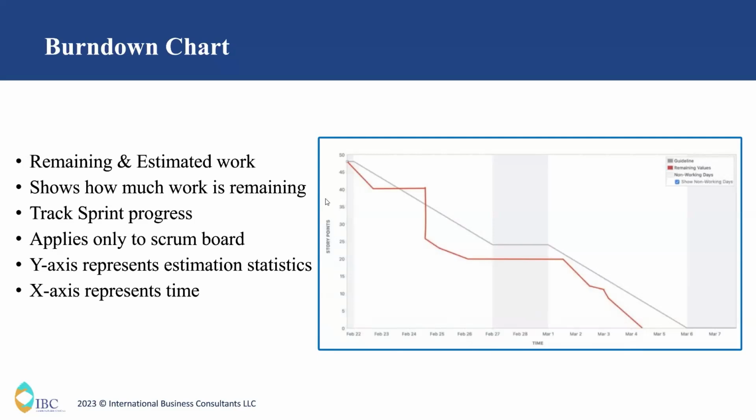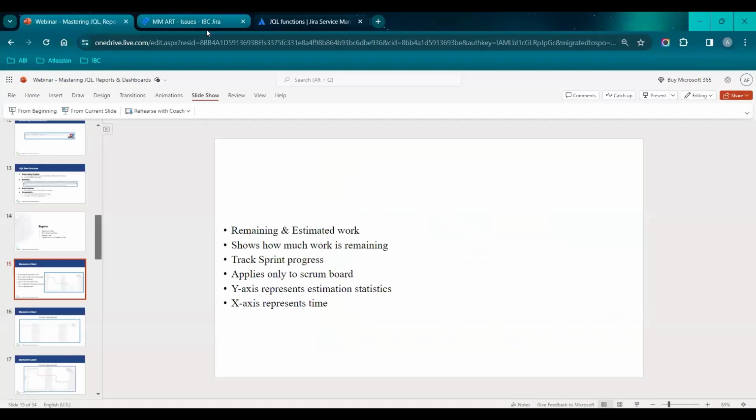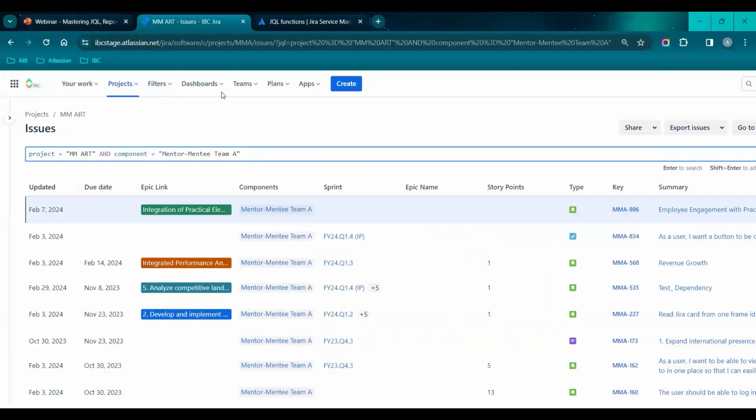So what are story points in Jira? It's an estimation statistic. Some teams may use story points to log their estimation. Some teams might not use story points. They simply use the issue count to track their issues. So based upon your team's estimation, you can change this y-axis. So let me go back to Jira and show you where you can find the burn down charts.